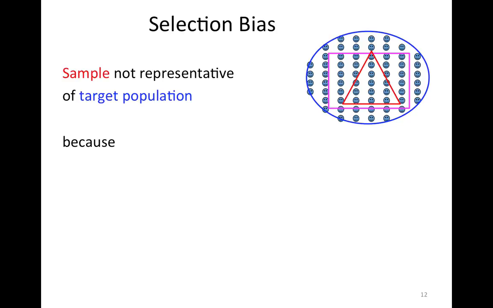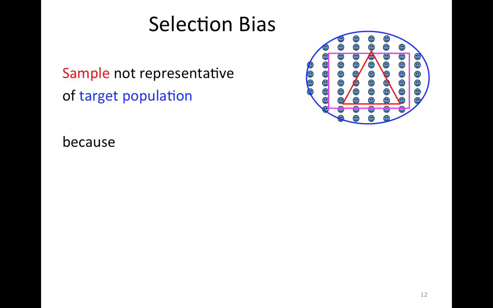What can go wrong when we are sampling from a population in order to learn about a target population? One of the problems that we could have is called selection bias. Selection bias occurs when the sample is not representative of the target population. The units in the sample are different from the units of the target population in some important way.